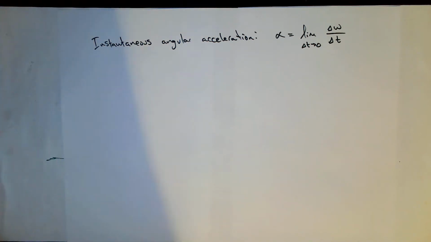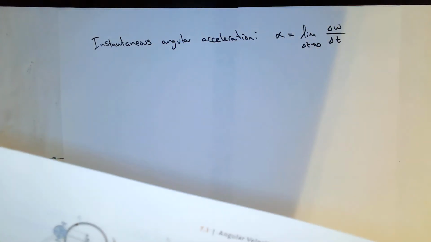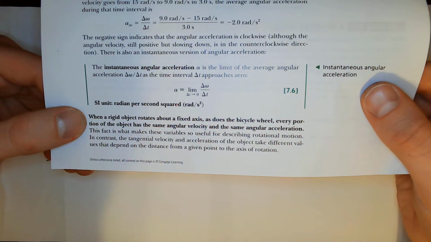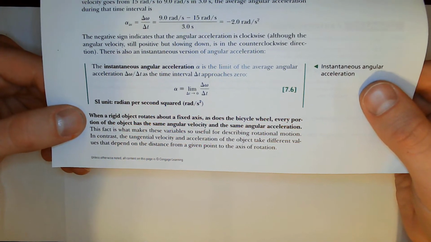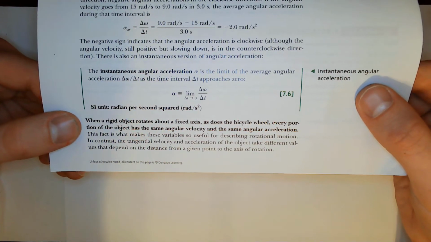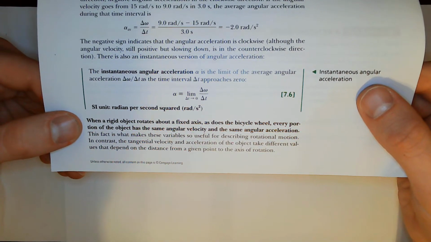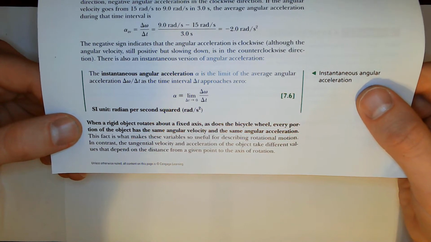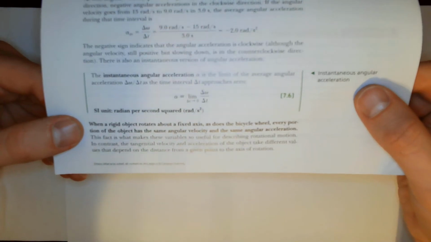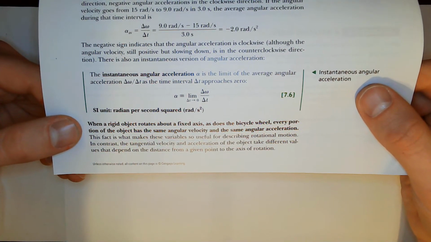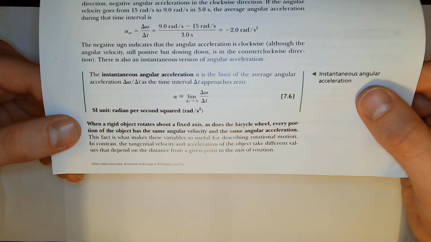So they say what I said earlier about angular velocity, but they say it for both velocity and acceleration, this bold-faced term here. When a rigid object rotates about a fixed axis, as does the bicycle wheel, they were describing a bicycle wheel up above. Every portion, I think they meant position, no, yeah, the way they said it is fine. Every portion of the object has the same angular velocity and the same angular acceleration.